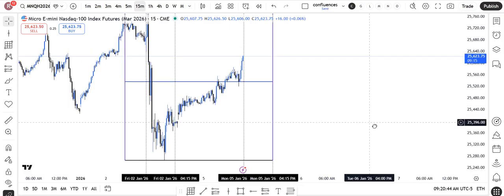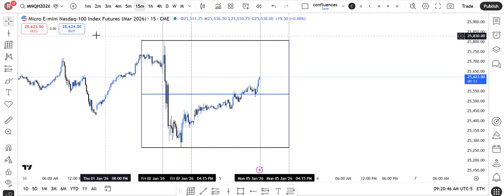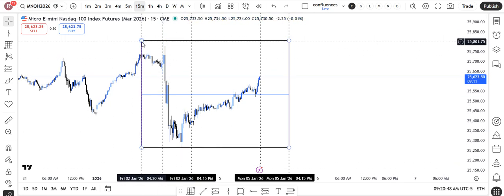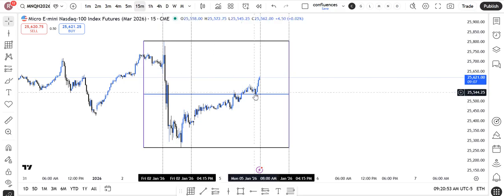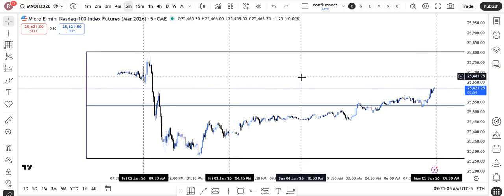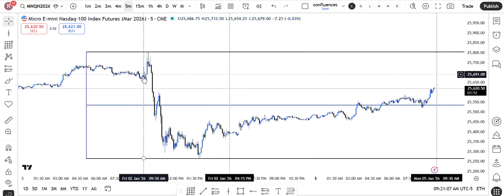Also, I like this because we're in the premium side of the regular session from Friday. Because here's equilibrium right here. This is a discount. This is a premium. Here's this fair value gap. This is on the 15-minute time frame. If we go down to 5-minute, you can see it becomes a little bit more clear right there.